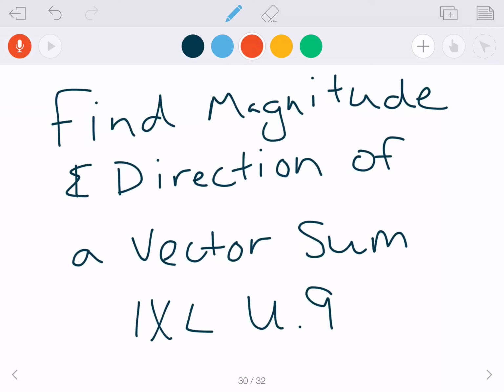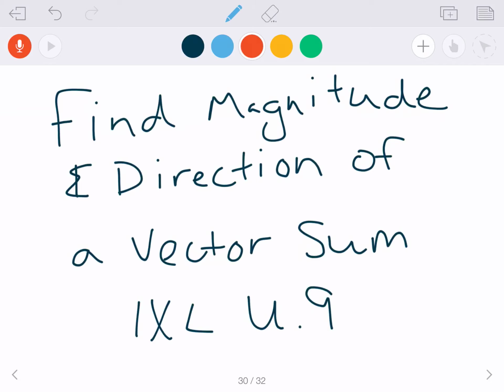This video is going to go over how to find the magnitude and the direction angle of a vector sum. You can practice this in IXL U.9. This video is really just putting together all the different things that we've learned. There's not really anything new per se that we're learning here. We're just compiling the skills that we've been doing together.